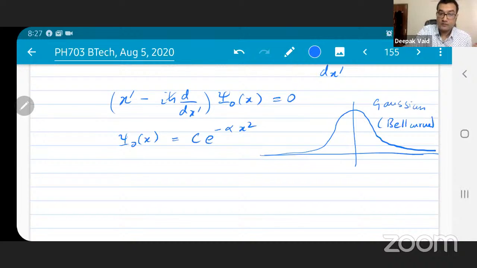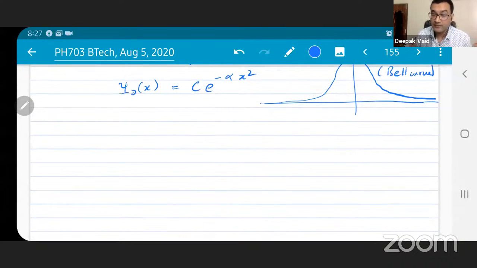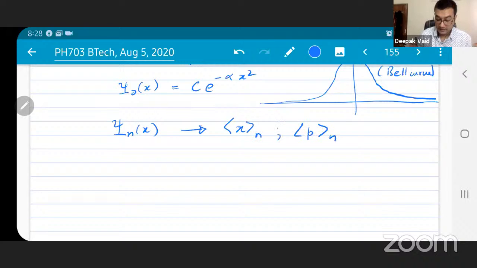Now one can also go about calculating expectation values in the old-fashioned way. Let's say you have a system in some state psi n of x. Keeping in mind that psi n of x is not the state, these are the coefficients of the state, but that's okay. Once you know what psi n of x is, you can calculate the expectation value of, let's say, the position or the momentum or any other operator. I'm putting the subscript n to indicate that it is the expectation value of x or p in the nth state.